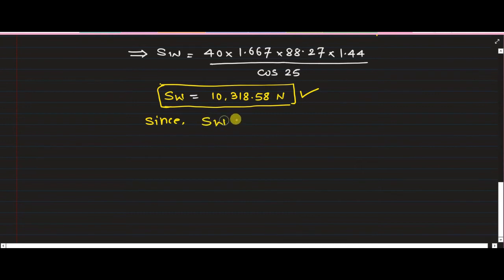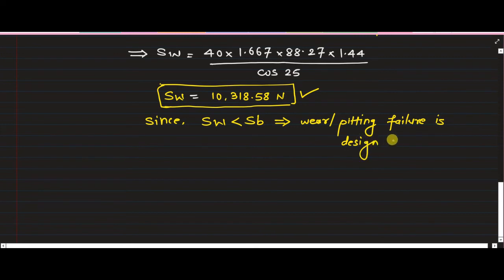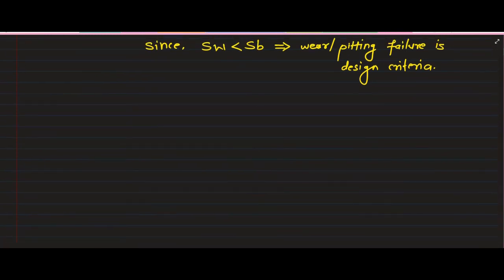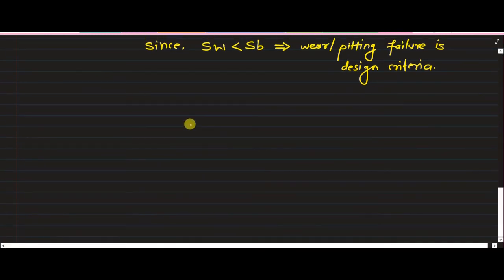So it means that wear, or what we call pitting failure, is the criterion for design. It is our design criterion. Whatever we do, we will calculate with reference to this value now. So for the next step in our calculation, firstly we will need the magnitude of velocity, because we will need the velocity factor.